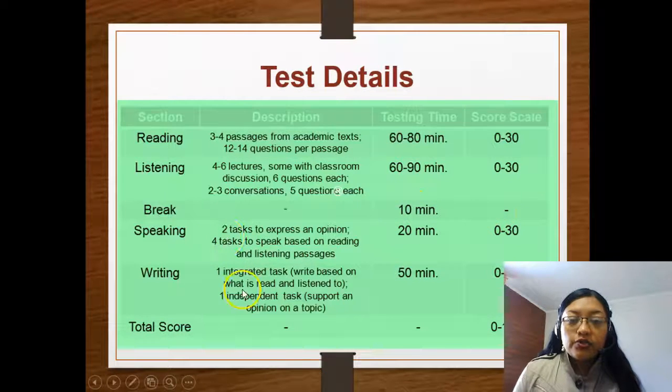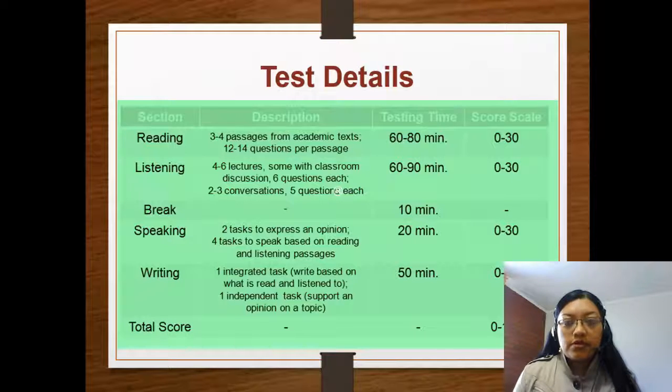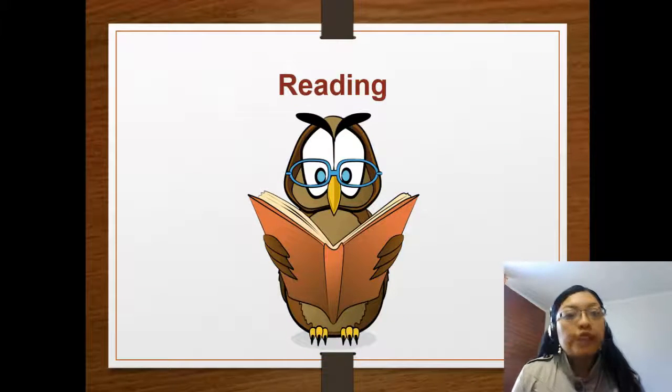After that, speaking: 2 tasks to express an opinion, 4 tasks to speak based on reading and listening passages. So that's why I told you at the beginning that you have the combination of those 2 things. And then in writing, 1 integrated task, write based on what is read and listened to, and 1 independent task where you have to support an opinion regarding a topic. So as you can see, it's everything over 30 having a total score of 120. So let's go over reading.